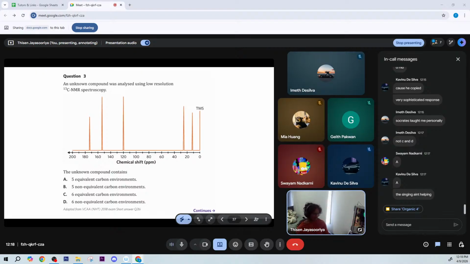The unknown compound contains 5 equivalent carbon environments, 5 non-equivalent carbon environments, 6 equivalent carbon. How many does it?